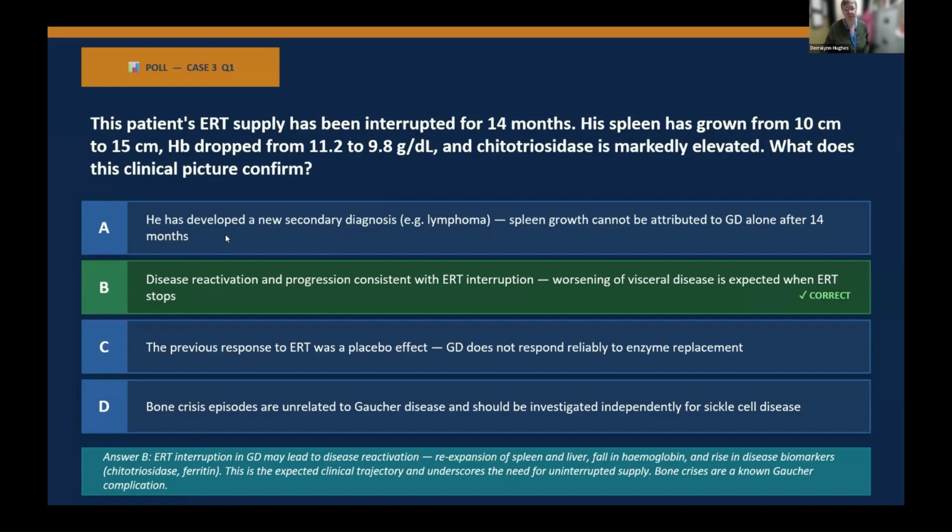So I think it's a good idea always to think about other pathology, particularly things that we know are more common in Gaucher, such as hematological malignancy. We know the previous event wasn't a placebo, and of course there may be dual pathology, but more than likely that bone crises are referable to Gaucher rather than sickle.